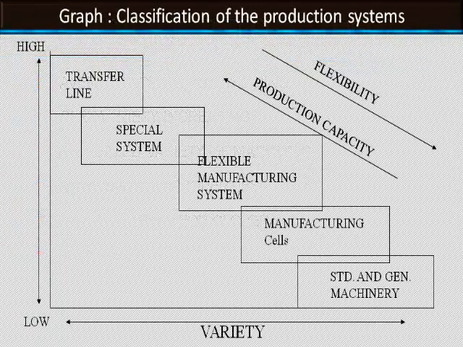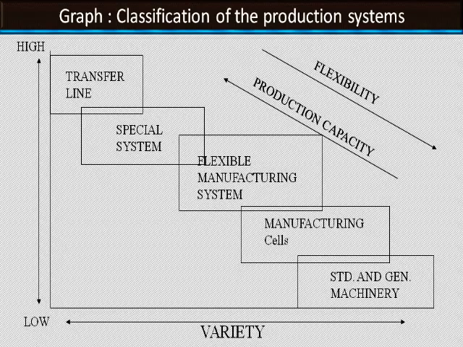If you see the classification of production systems, the variety is increasing. When the variety is increasing and production volume is reducing, we have to go for the use of standard and general machinery or manufacturing cells. On the other hand, when the variety is less and volume of the product being produced per annum is more, we have to go for transfer lines and special purpose machines like that.